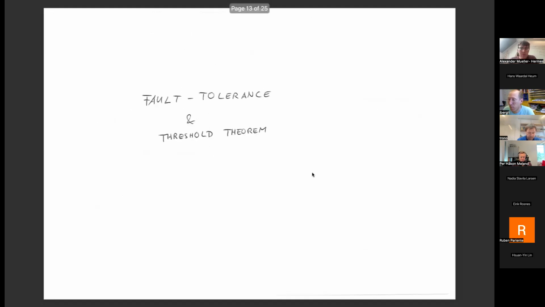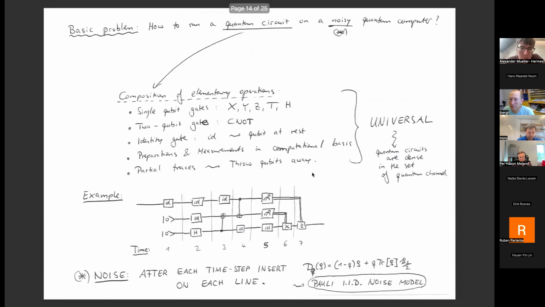So let's talk about fault tolerance and the threshold theorem. This is the other part of this story somehow. So in quantum computing, what you usually consider is a quantum circuit that you want to run on a noisy quantum computer. And a quantum circuit we just understand as a circuit composed of so-called elementary operations. And there are different choices for this, depending maybe also on your hardware, but we can just pick a certain set of these elementary operations for simplicity.